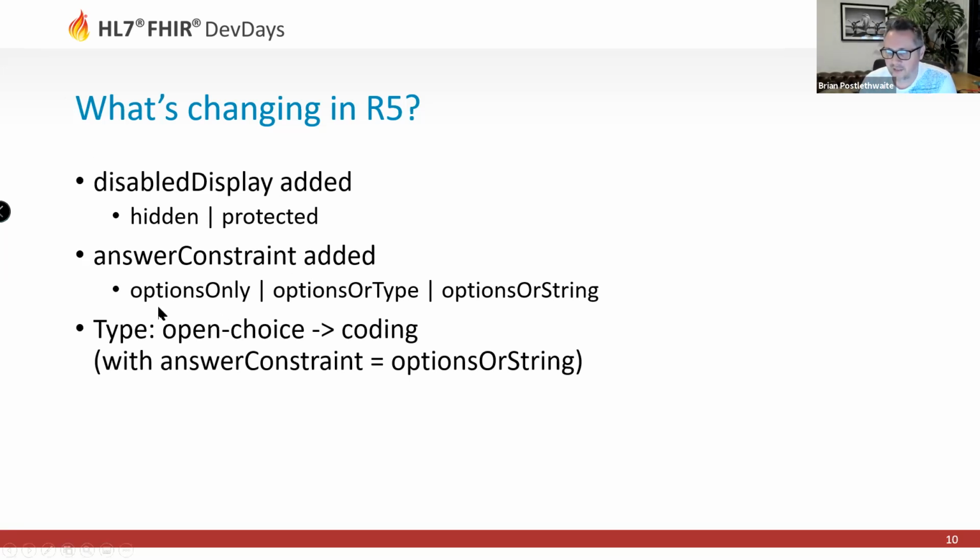And then answer constraint has been added for options only, options or type, options or string. So in R4, we had open choice and choice, and these have been changed to just say coding. So that's what we're expecting to get there. And then we'll combine that with the answer constraint option to say, instead of open choice, we'll say answer coding, and answer constraint of options or string. So adopting R4 is a good thing. And there's only a very minor update to move on to R5.